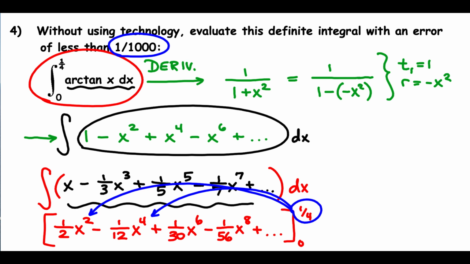All right, let's start with the 1/2 x squared. That's going to be 1/2 times 1/4 squared, which is 1/16. Okay, so the first term is 1/32. Okay, so far so good, but 1/32 is too big. It's not less than 1/1000th, so I need to keep moving. All right, minus the next one. We've got a 1/12.